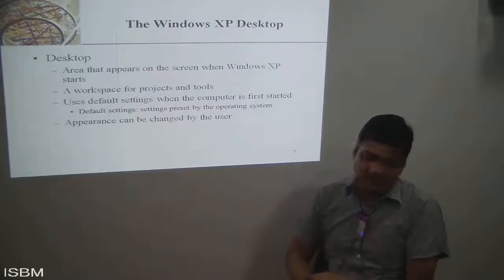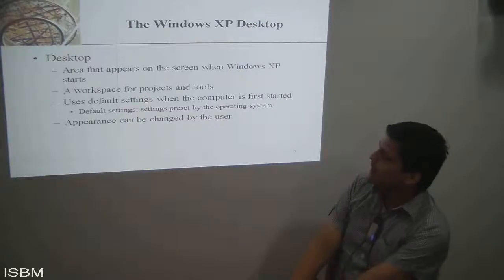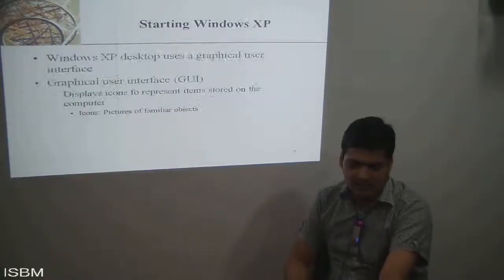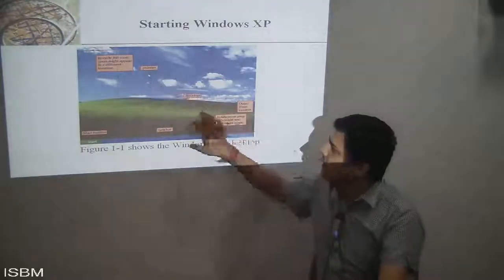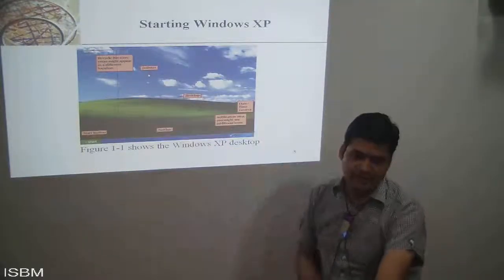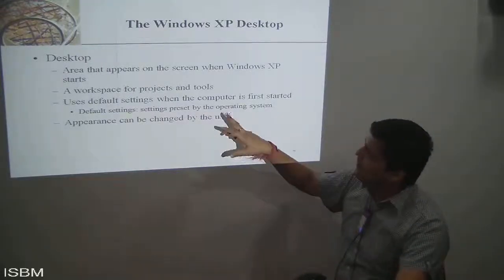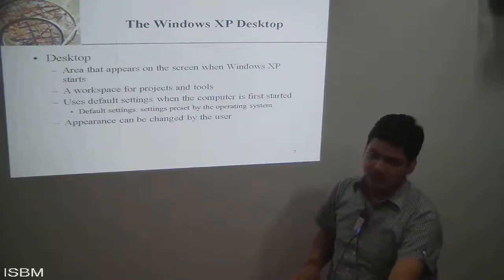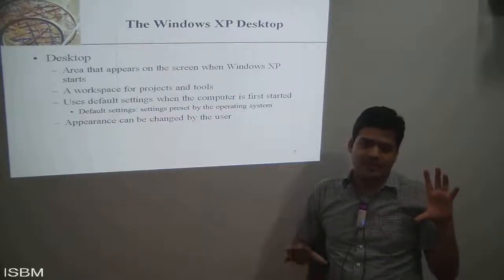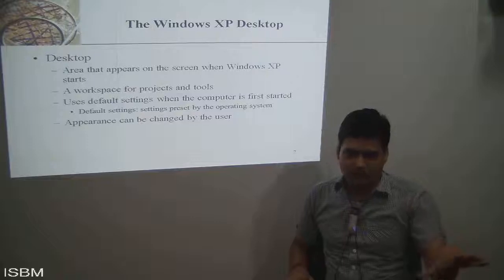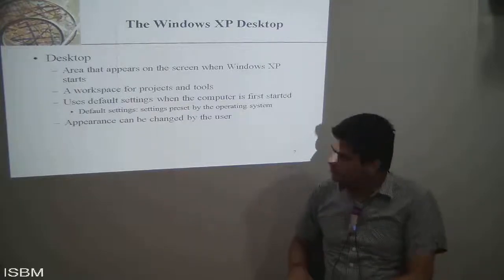Then the Windows XP desktop. Desktop, what is desktop? The area that appears on the screen when Windows XP starts. This is the area, all of this is the area which is called the desktop. It's a workspace for projects and tools, where you can use any projects. You can keep them over there. You can put them over there.